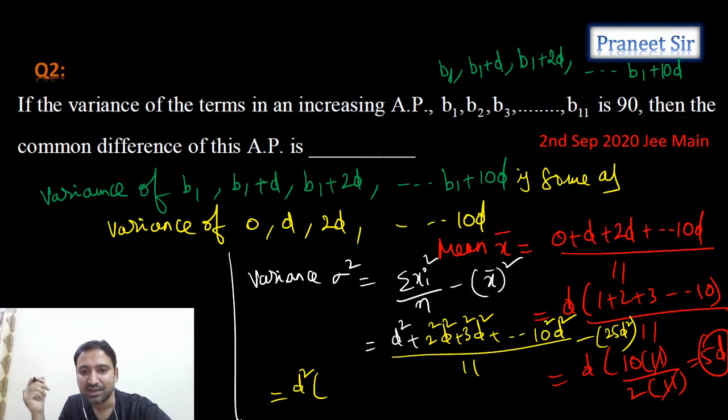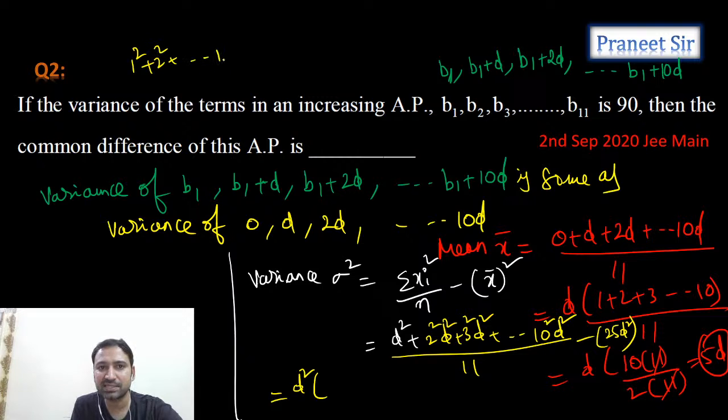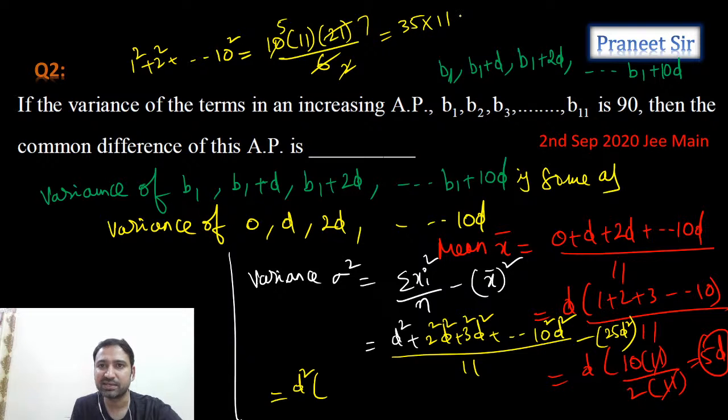So tell me, guys, 1 square plus 2 square plus 3 square plus so on up to 10 square is nothing but the sum of the squares of 10 natural numbers. Is it n into n plus 1 into 2n plus 1 by 6? Is it correct? So how many times does it go? 7, 2 and here 5. So 5 7s are 35. 35 into 11, which is equal to 385. Okay, we calculated it as 385 by 11 minus 25 D square.